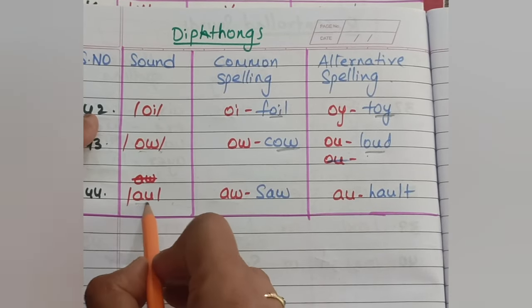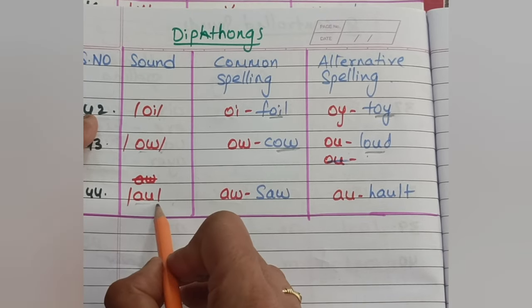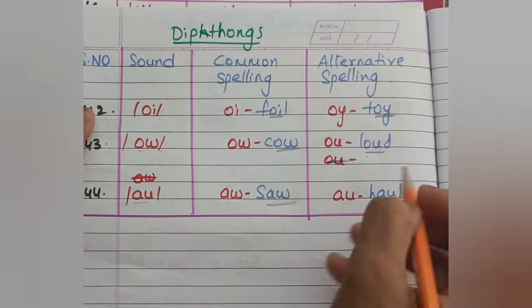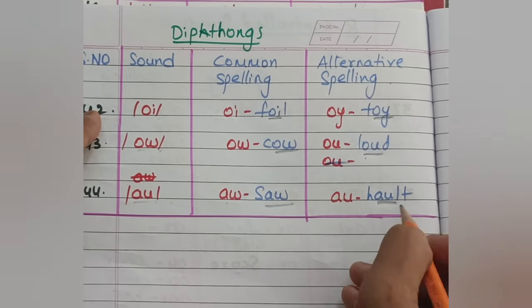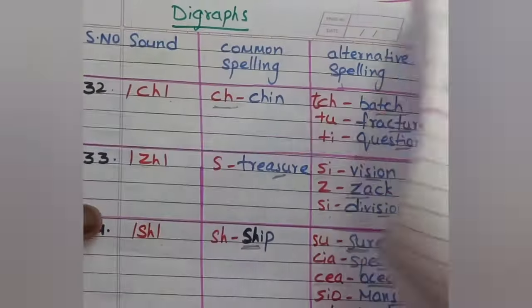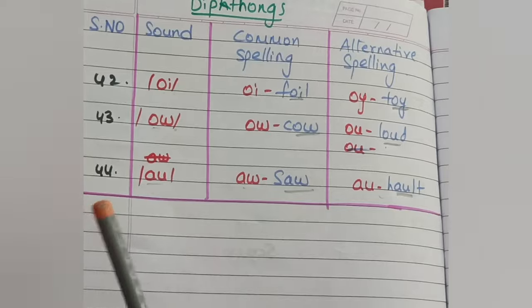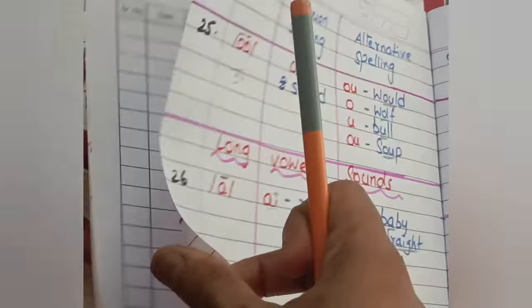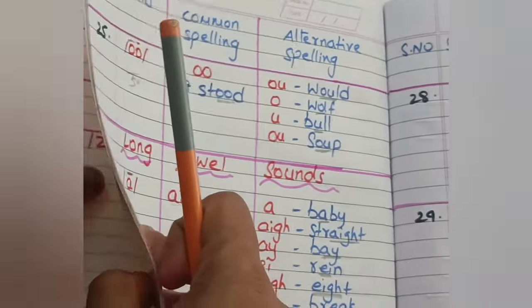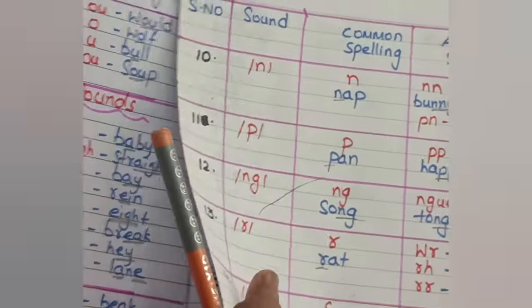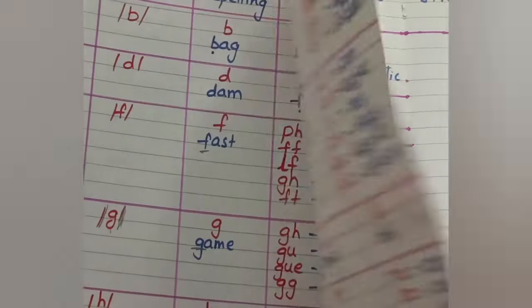And A-U combination is aw, like in saw. A-W, it's a common spelling. And A-U in halt. A-U is representing this particular sound, aw. So, these are the notes of 44 letter sounds in English. Hope now you have got knowledge of 44 letter sounds.